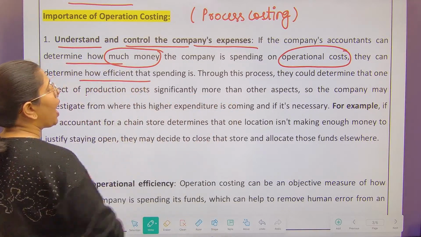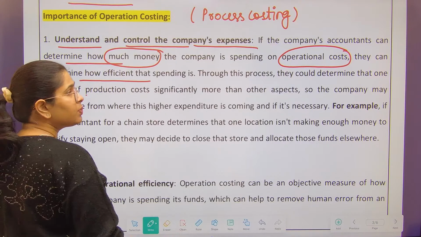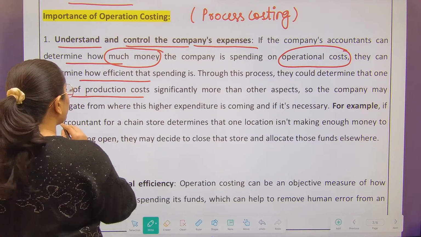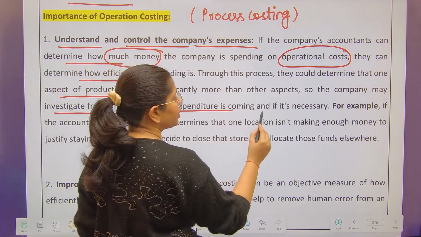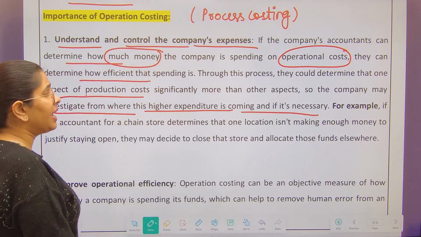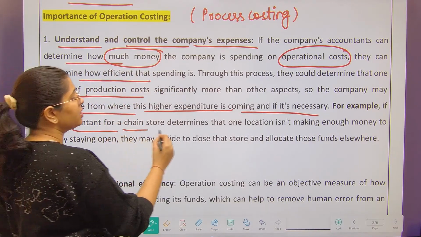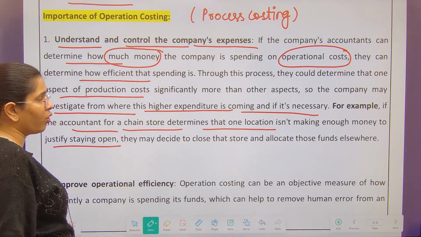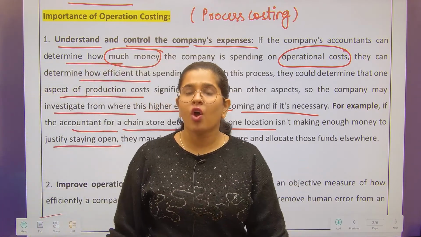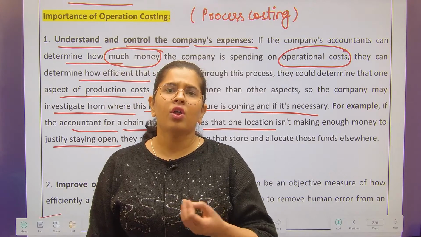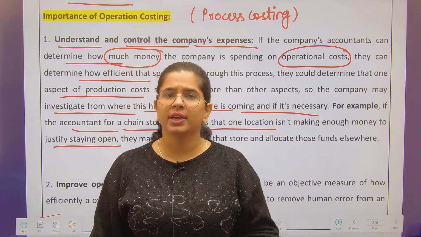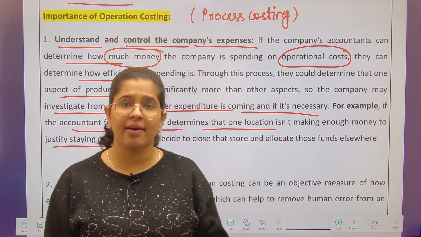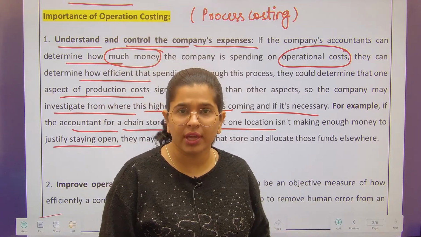They can determine how efficient that spending is. Through this process, they can determine that one aspect is significantly more than the other aspect. So the company may investigate where this higher expenditure is coming from and whether it is necessary. For example, if the accountant for a chain store determines that one location is not making enough money to justify staying open, then they may decide to close the store. What are chain stores? Chain stores are like your Domino's, which has branches all over India, all over the world, right? Or every location in a city as well, you might have multiple Domino's locations.